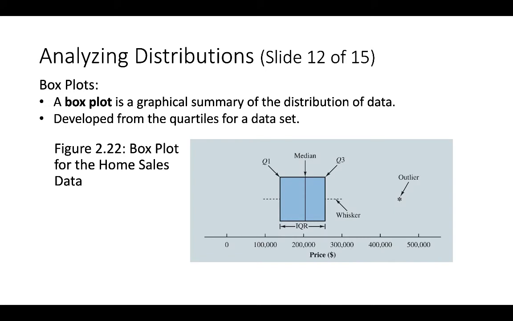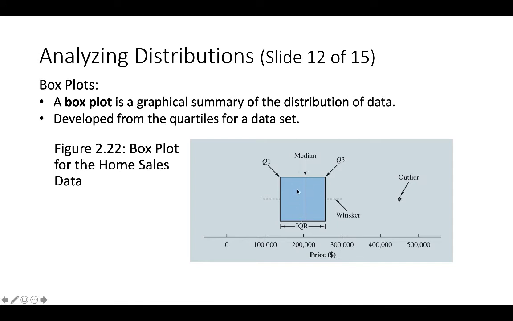We can also use a box plot to identify outliers. A box plot is a graphical summary of the distribution of data developed from the quartiles of a data set. So for example, a box is drawn with both ends of the box located at the first and the third quartiles. And for the home price sales data, Q1 is $139,000 and Q3 is $250,625. So this box contains the middle 50% of the data.